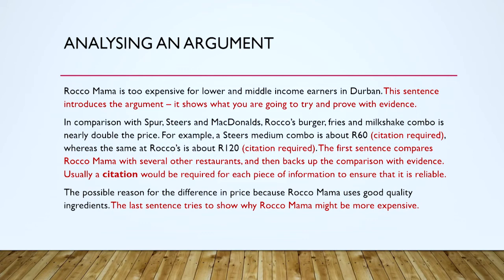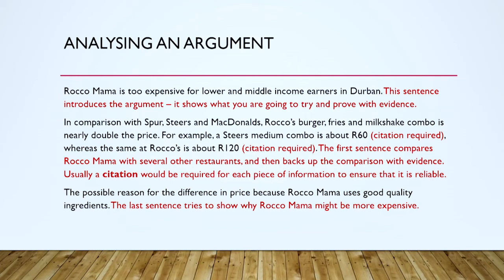The first sentence states that RocoMama's is too expensive for lower and middle income earners in Durban. The sentence tells us what the argument is going to be about. Okay? It shows us what we're going to try and prove with evidence. The next two sentences are about comparing RocoMama with several other restaurants. So we have a comparison with Spur, Steers and McDonald's, and we have actual prices. So it compares and it gives us actual evidence.